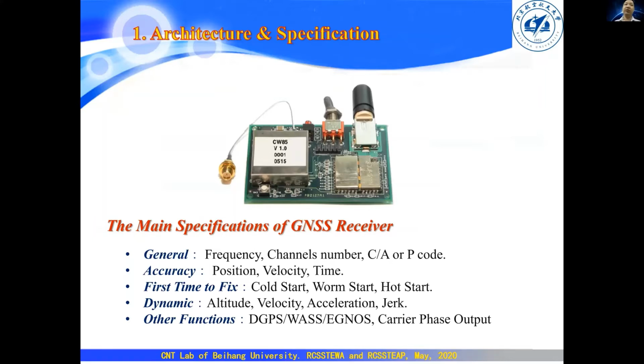The first is generally what frequency the receiver receives and how many channels, and whether it decodes the coarse acquisition code or maybe the military code. And for accuracy, we focus on the position, velocity, and time accuracy. And for the time to first fix, we focus on cold start, warm start, and hot start, and some dynamic and other functions. Let me give you some examples.